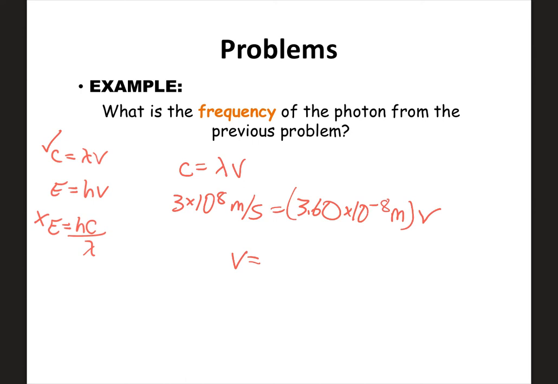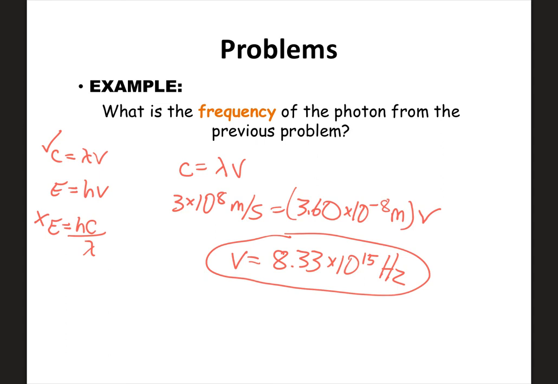You do need to watch your sig figs. Make sure you can do the math here. It should come out to be 8.33 times 10 to the 15th hertz for frequency. All right, so that's how you're going to approach all these problems from here on out. Know your three equations, know what the units should be, and just figure out which of the equations you need, and then plug in and solve.